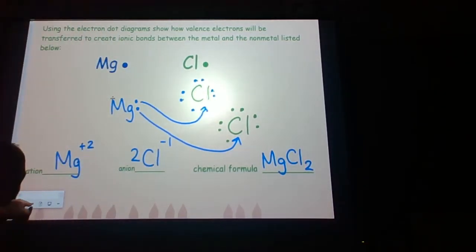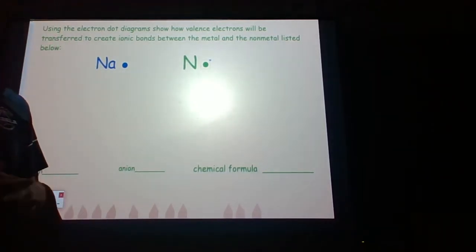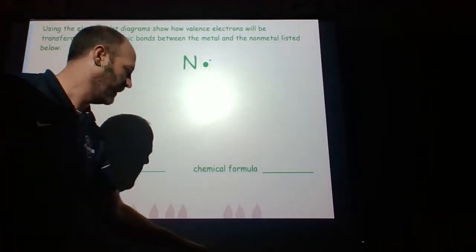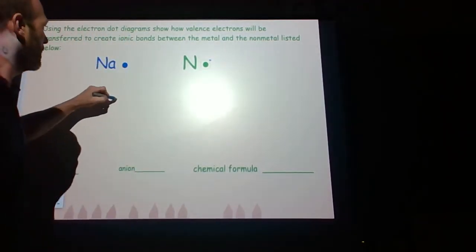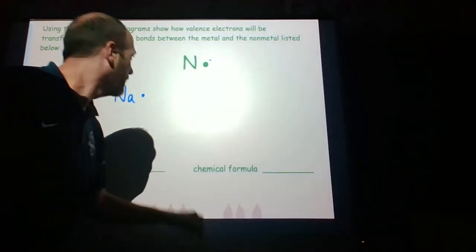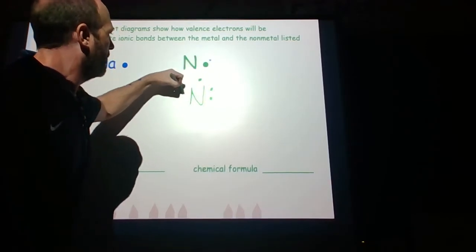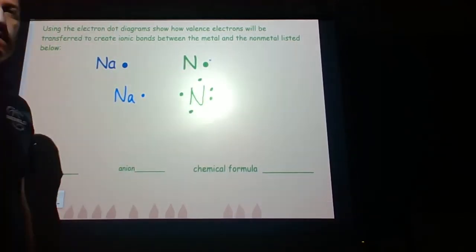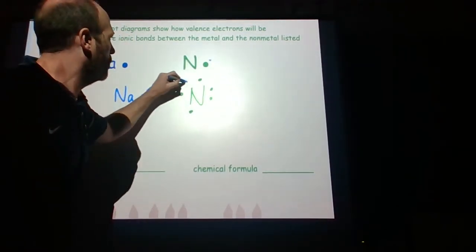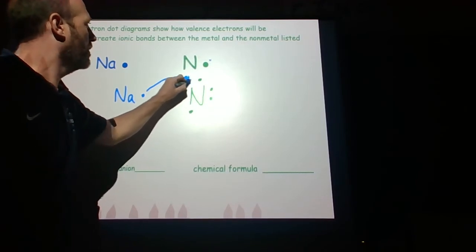So the last example, as hard as it gets, okay, maybe not as hard as it gets, but I'll do 2 more. I'm carried, feeling nice. Here's my Na, 1 dot. Here's my nitrogen, 5 valence electrons. Zoom! And that looks like an arrow.